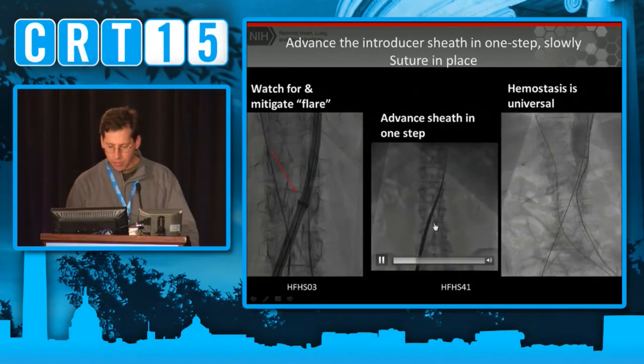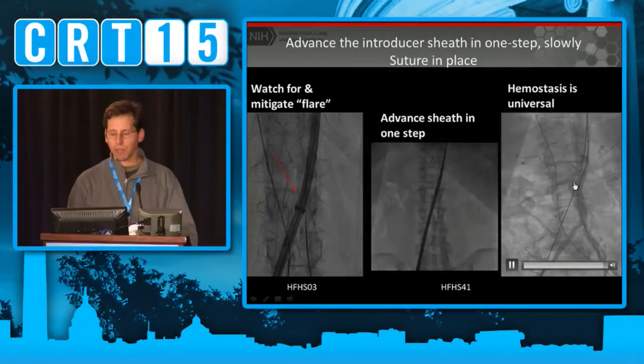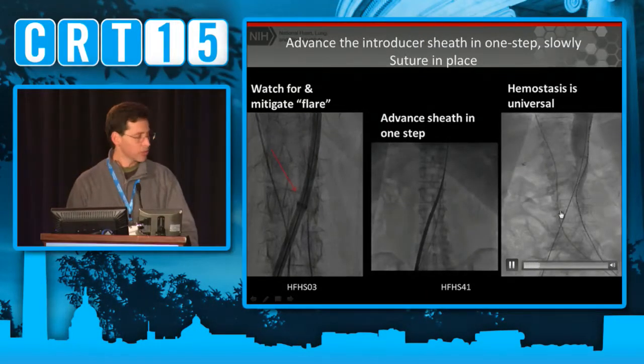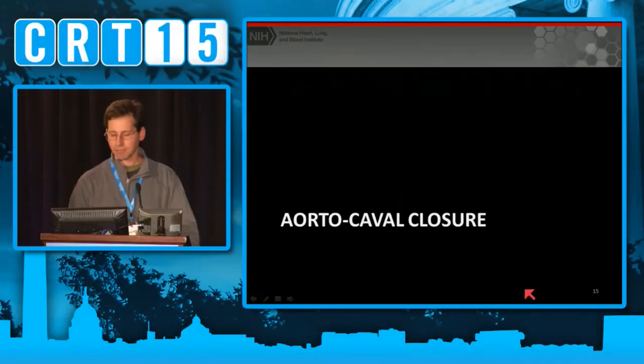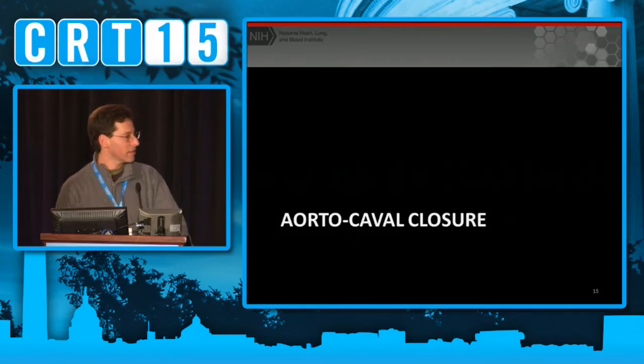Here's the tip of the sheath, and you can see it gets some resistance, and then it pops through into the aorta. Now, we stopped taking these aortograms because hemostasis is just universal. It's pretty nice, just like in the femoral artery, by the way. Okay, so we've done the TAVI. It's really interesting. Folks who've gotten bored with TAVI, this is an aortocaval procedure with an incidental valve implantation.